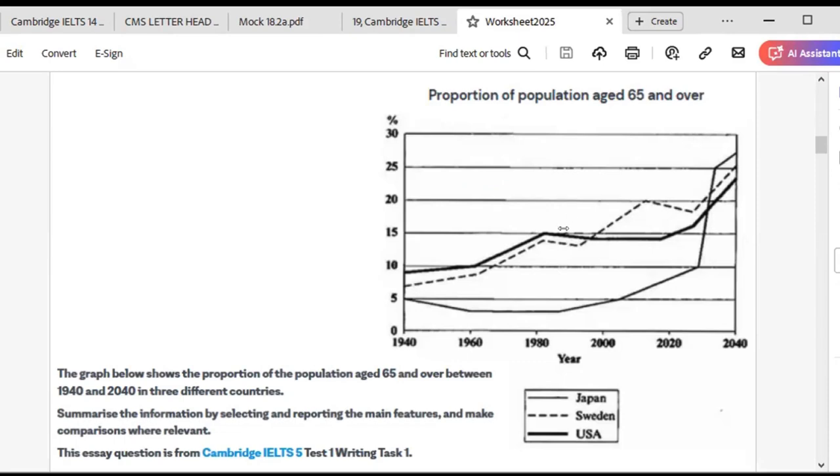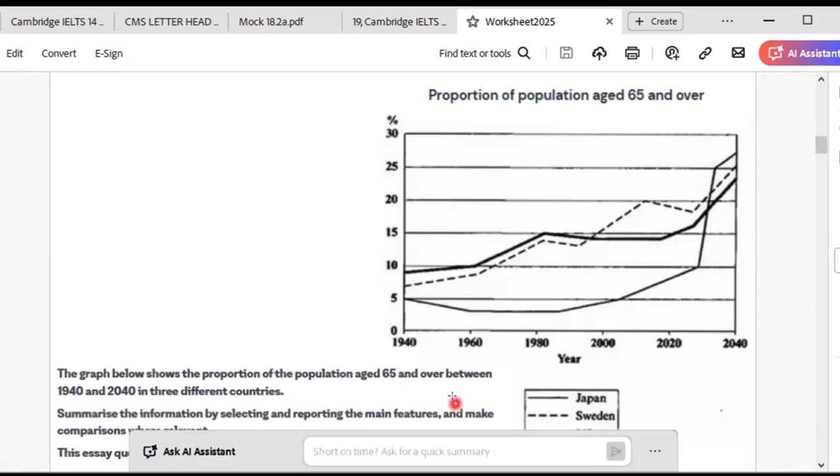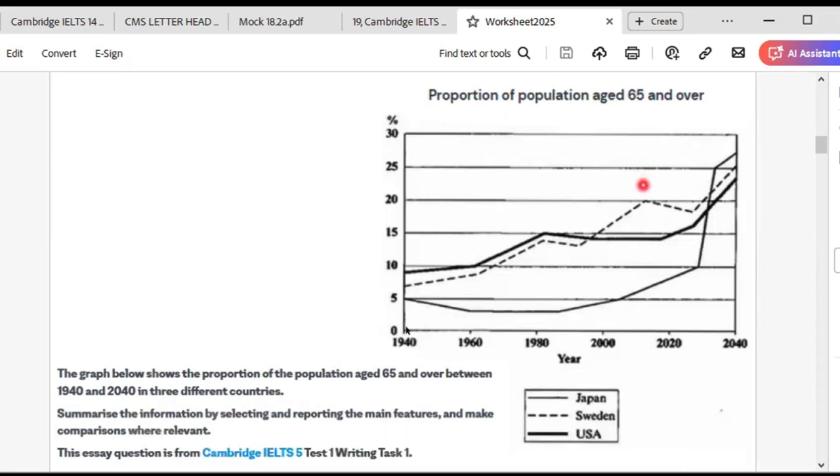I don't understand this question. You are describing. The question tells you to describe, summarize. Look at it here. Let me show you. The question says, summarize the information by selecting and reporting the main features and make comparison where relevant. So what are we to do here? You report the main features of the first country, USA. Then you report the main features of the second country, Sweden. And as you are reporting the one for Sweden, you can now compare Sweden with the USA.